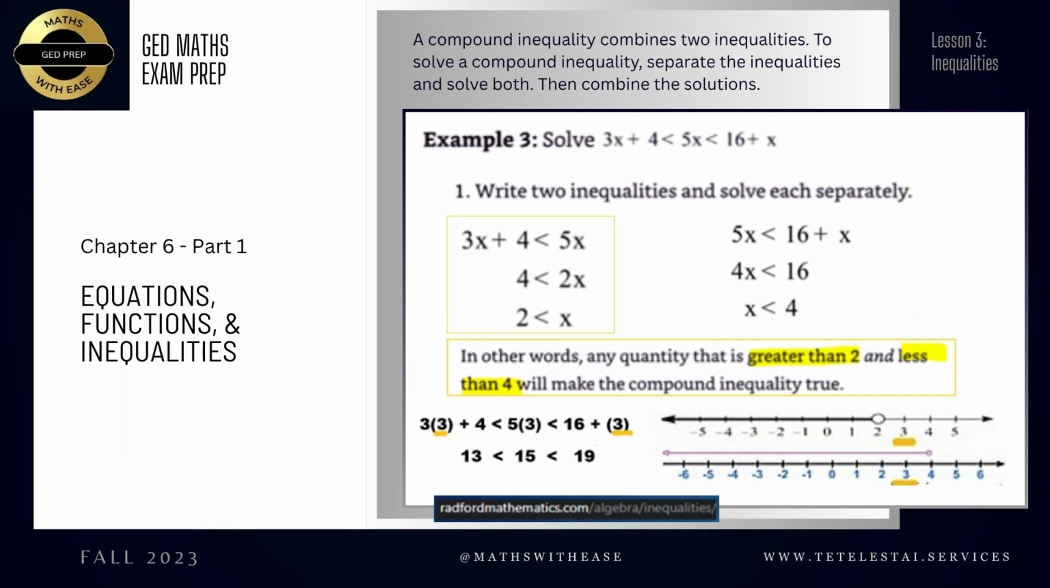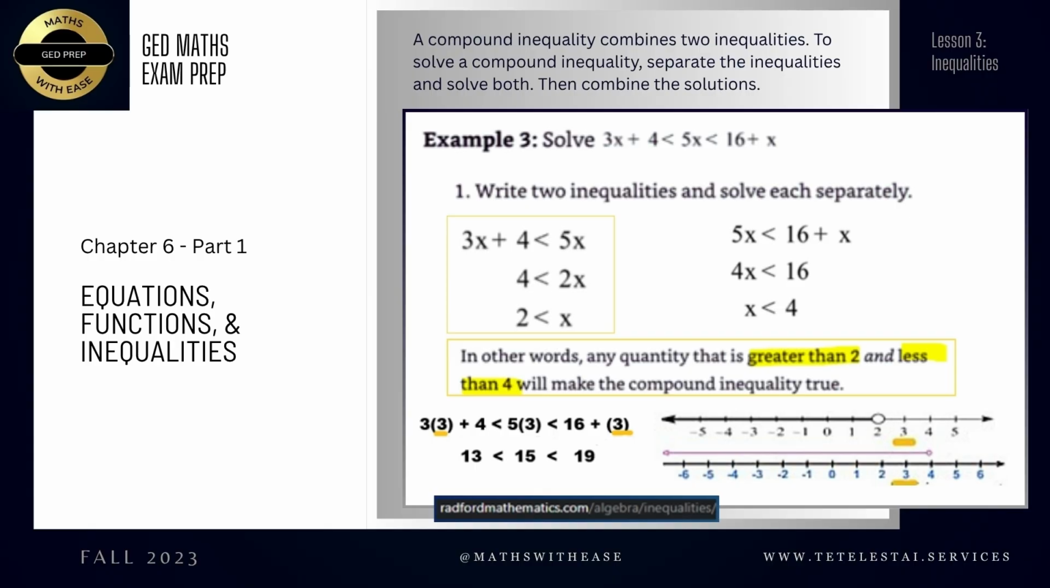A compound inequality combines two inequalities. To solve a compound inequality, you want to separate the inequalities and solve both, and then combine the solutions. So in this example, we're being told to solve 3x plus 4 less than 5x, which is also less than 16 plus x. So you want to start by writing two inequalities and solve each inequality separately. Write two inequalities to represent this entire inequality.